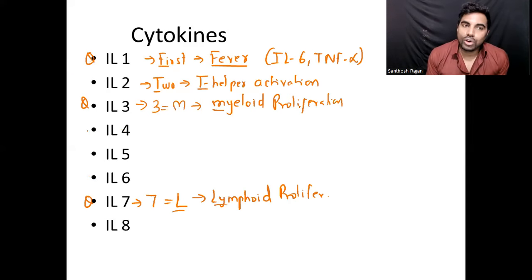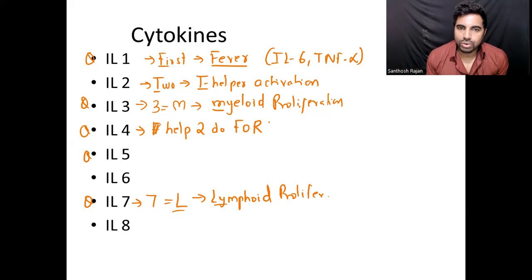Okay. 4 and 5 are also very, very important. How will you remember 4? See, 4. Interleukin 4. I'm going to write it. Forgery. Bad things, forgery, use 4. F for 4. So what about help 2? It helps in T helper 2 activation.